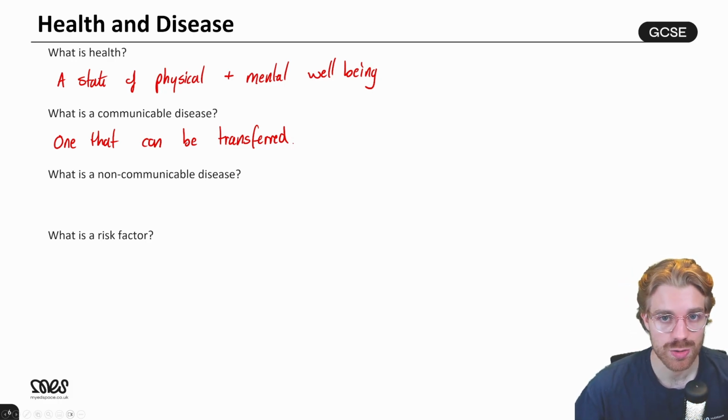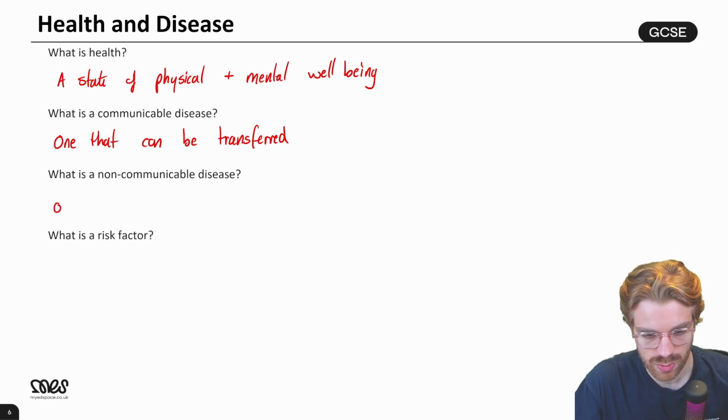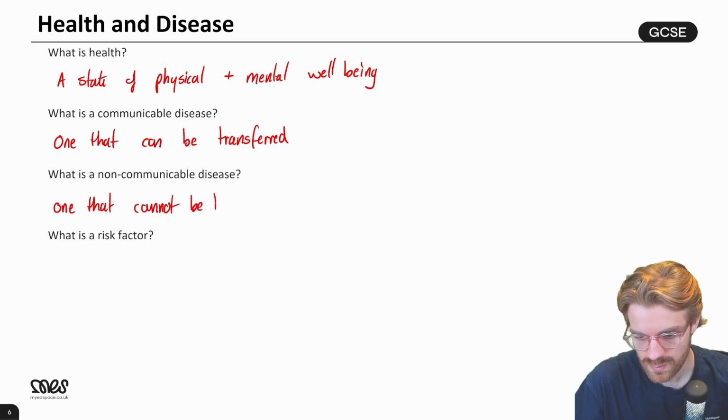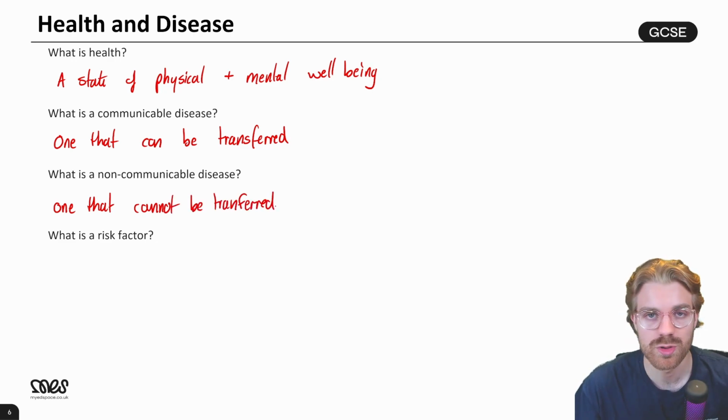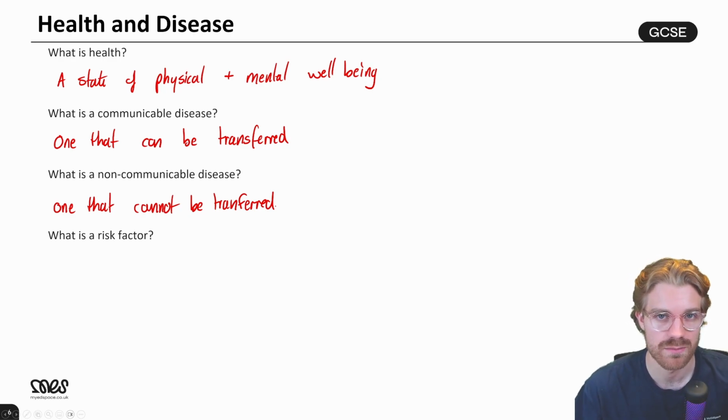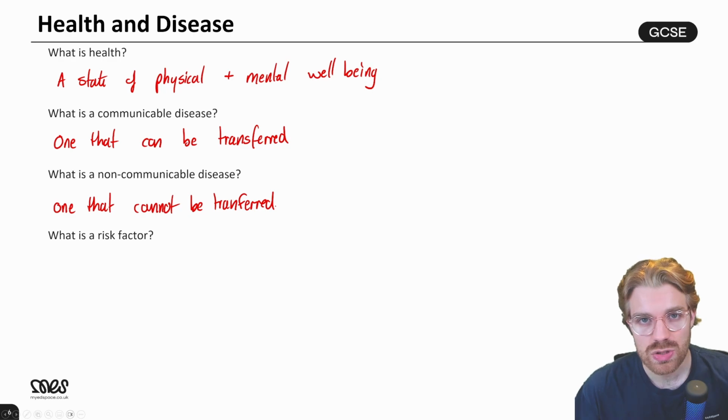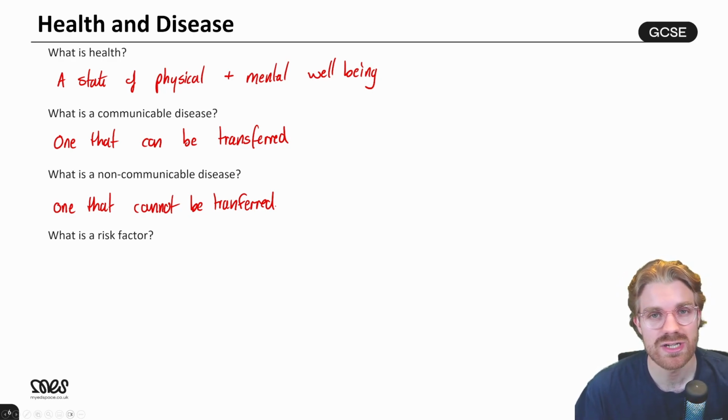We also have non-communicable diseases, and a non-communicable disease is just one that cannot be transferred. There's a few non-communicable diseases that we're going to talk about, things like coronary heart disease, diabetes, perhaps as well. Now, those diseases cannot be transferred. You cannot catch them from a different person. They are usually associated with risk factors.